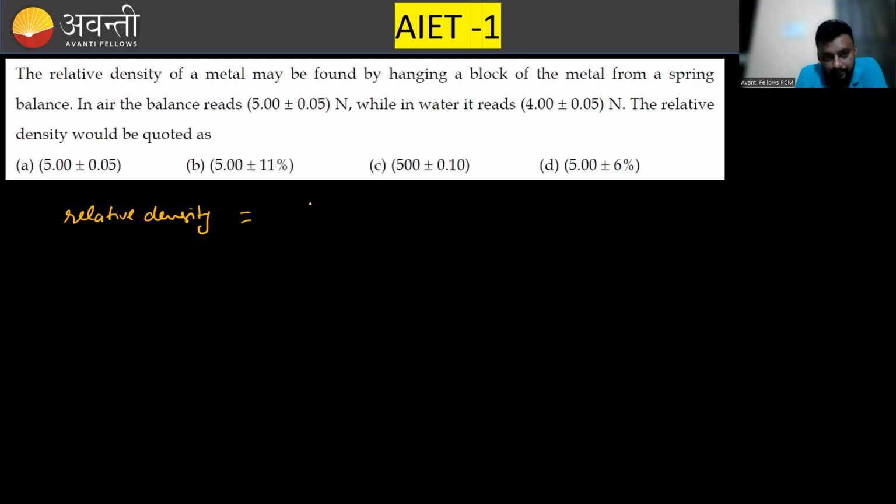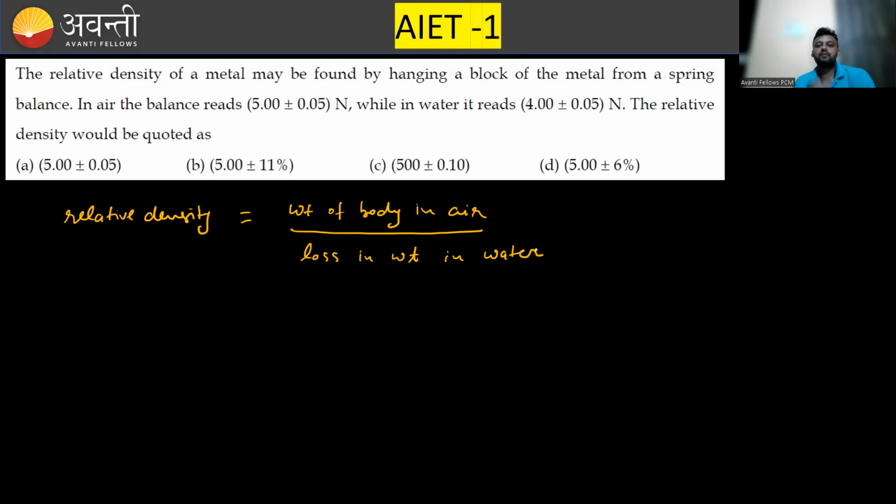So relative density is what? Weight of body in air divided by loss in weight in water. This is our relative density. Clear na? So you can write it as, relative density is equal to weight in air divided by weight lost. WL is weight lost. Done.